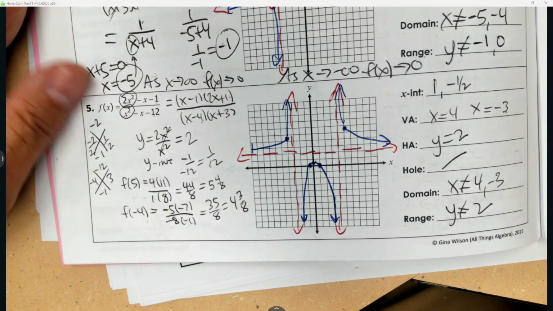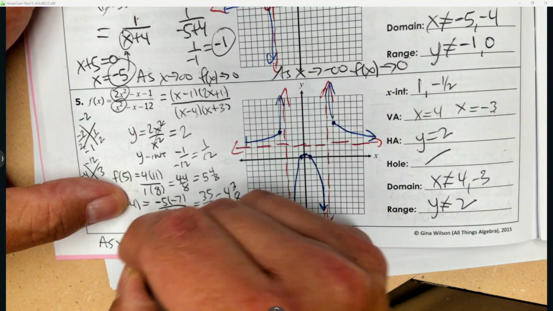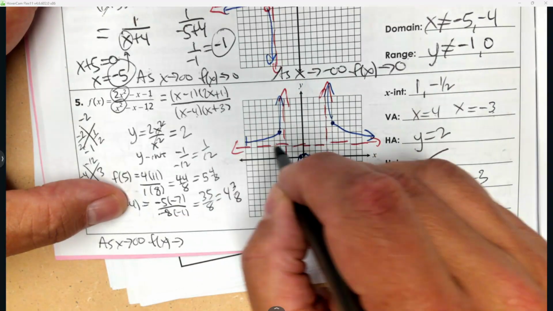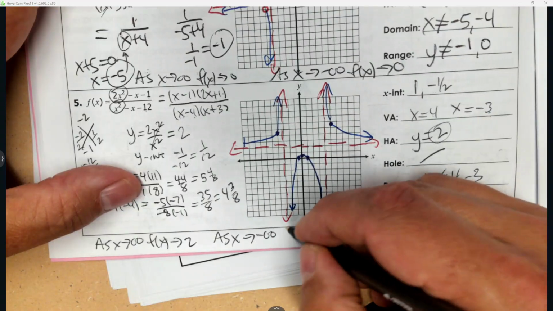Anyways, last part is to do the end behavior. So the end behavior as x approaches infinity, f of x is going to approach the horizontal, the k value, which is 2 for both. So the left end and the right end approach 2.